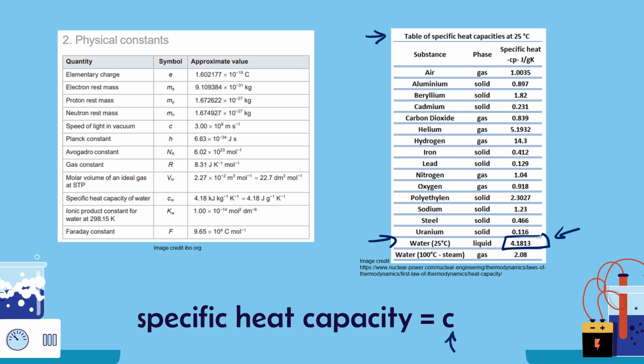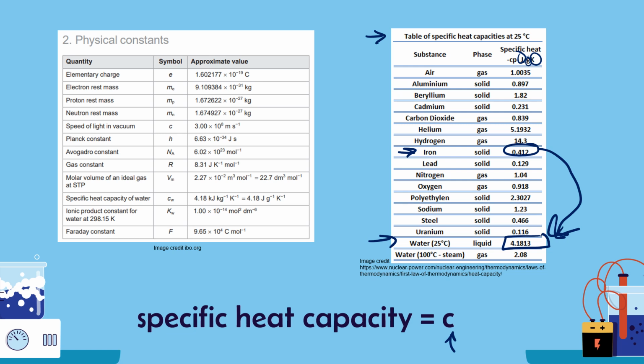4.1813 joules of energy are needed to change 1 gram of water by 1 Kelvin or 1 degree Celsius. Compare that to iron. To change 1 gram of iron by 1 degree Celsius, we need only 0.412 joules of energy. 10 times more energy is needed to change the temperature of 1 gram of water than is needed to change the temperature of 1 gram of iron.